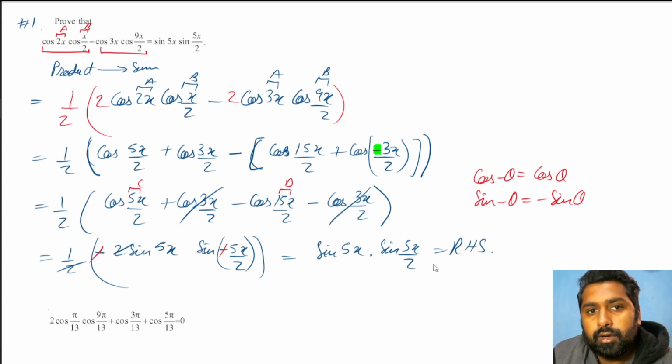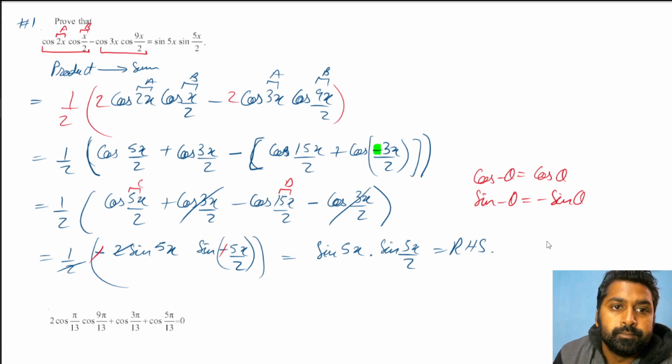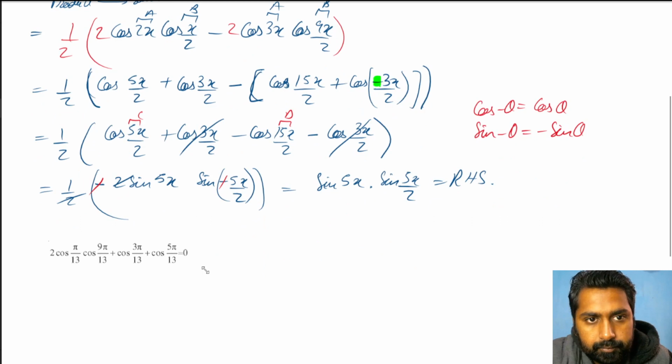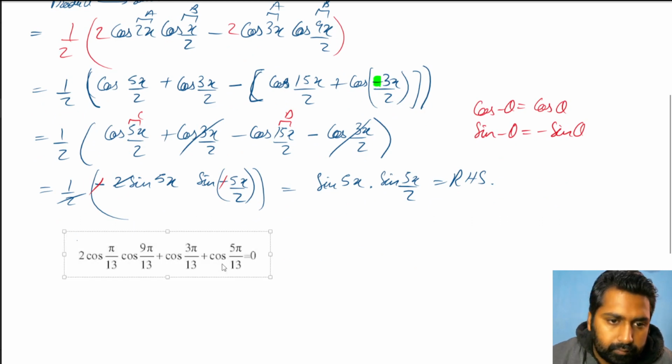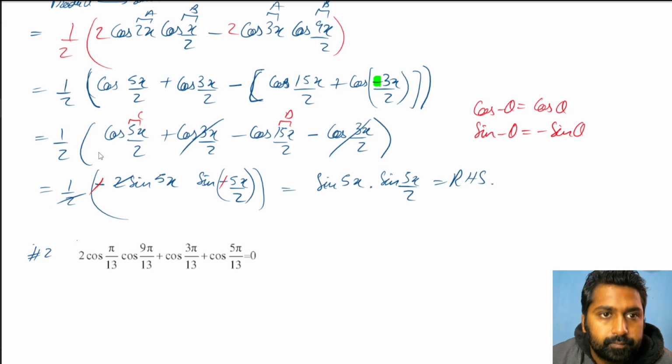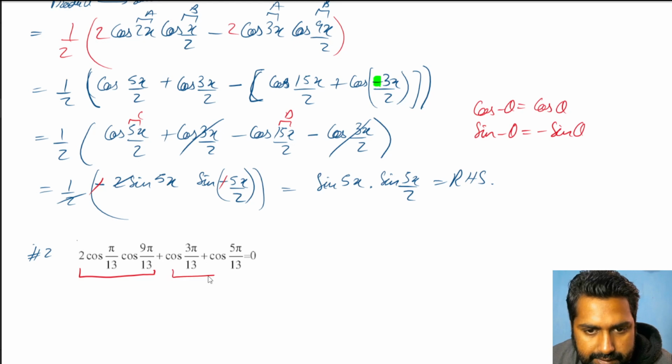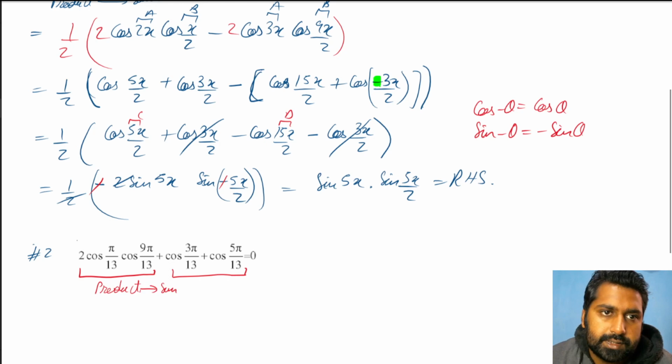So the question will always tell you whether you have to use sum to product or product to sum itself. Let's look at one more last example. Look at this question, the second one. Look at this, 2 cos of some angle. It's not a standard angle because it is pi by 13, 9 pi by 13. Let it be. So this is in the form of a product. I cannot do anything with the product first of all, so I have to convert this product to a sum or difference.